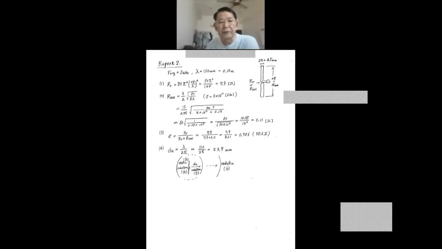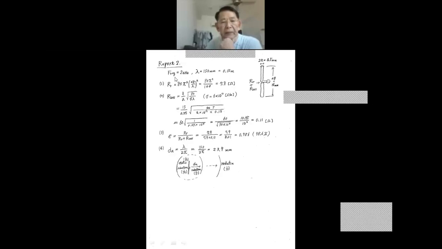And next is report 2. This report is about small dipole antenna impedance characteristics and efficiency. So this is the antenna configuration. This is a short dipole. The total length is 15 millimeter and the diameter is 0.5 millimeter. Calculate this input impedance.